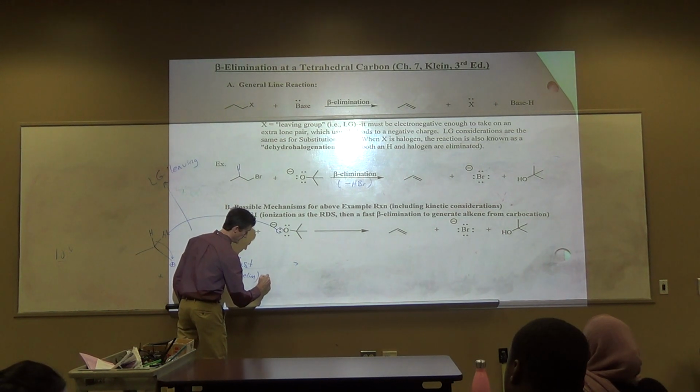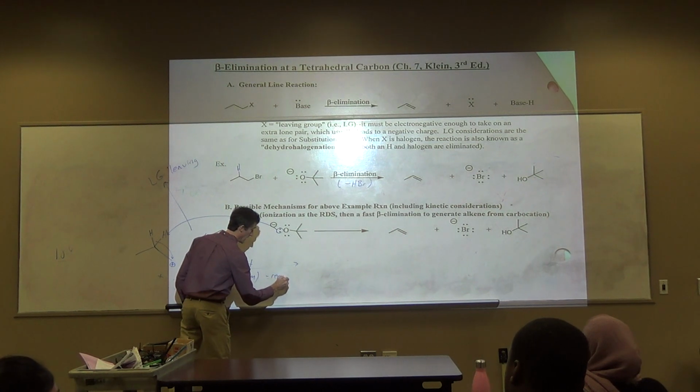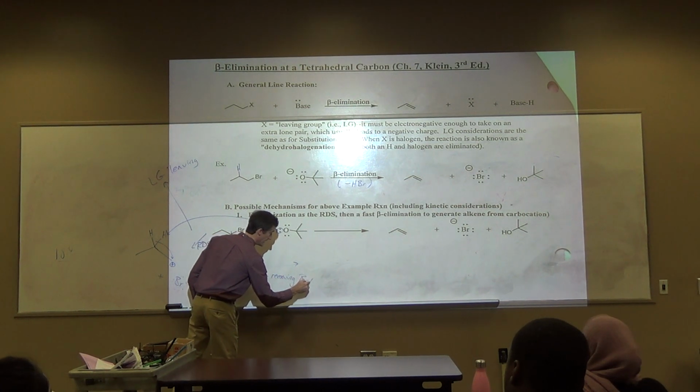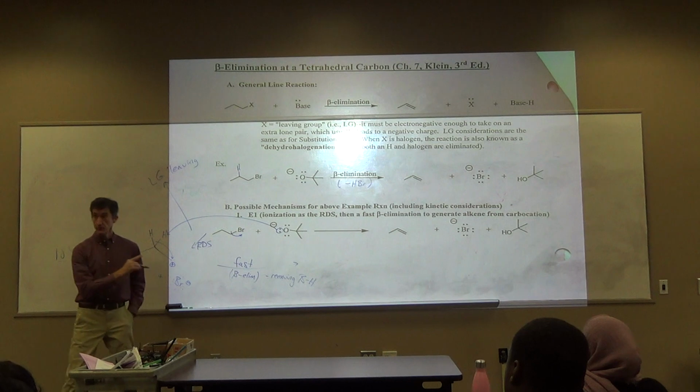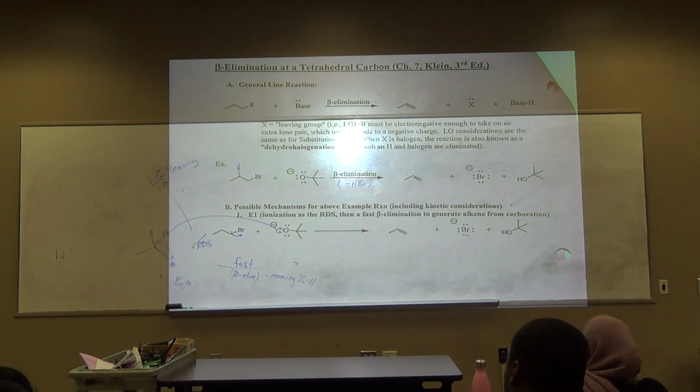It may not be as short here, but removing the beta H. Isn't that what we're doing in the second step? What else are we doing in the second step? Putting in the pi bond. So this will all be the lingo that I will use. And when I say this, I mean you've got to know what's going on in each step. Okay?